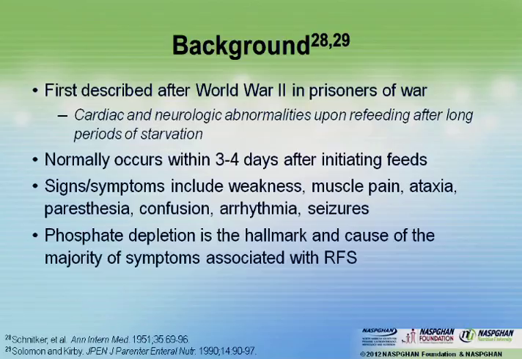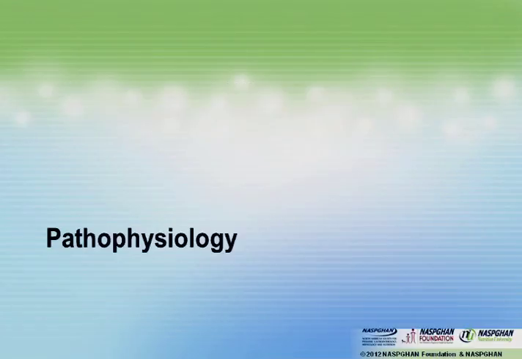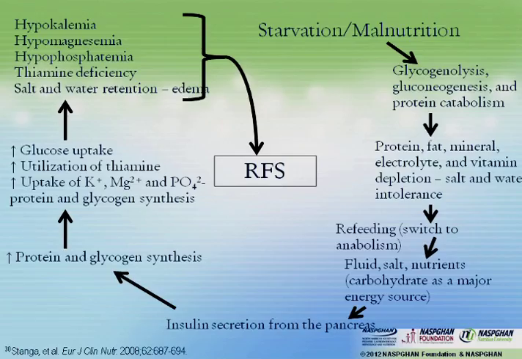Symptoms include a vague but long list, which includes the neurological system and the cardiovascular system. And phosphate depletion is the hallmark and the cause of the majority of symptoms that are associated with refeeding. Let's look at the pathophysiology. I will skip the first 2 little pieces here and move on to refeeding, where we've switched to anabolism. We are giving this child fluids, salt, and nutrients.